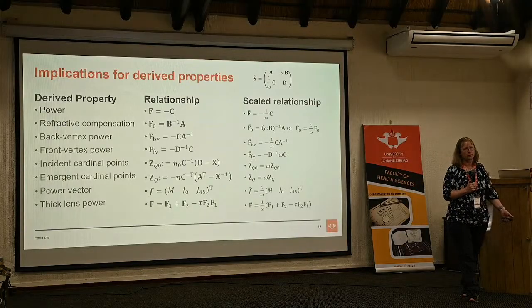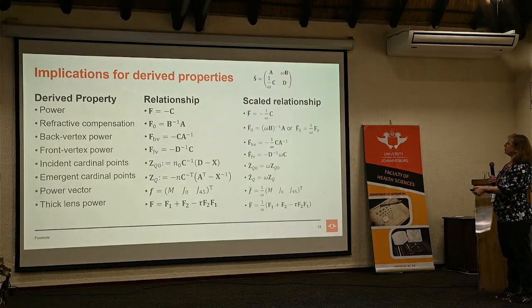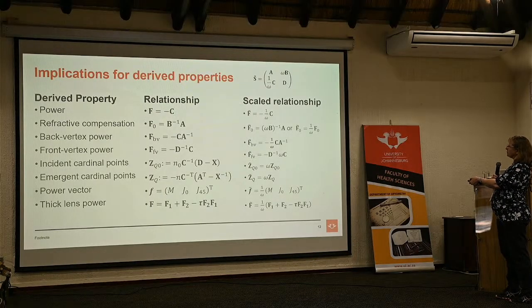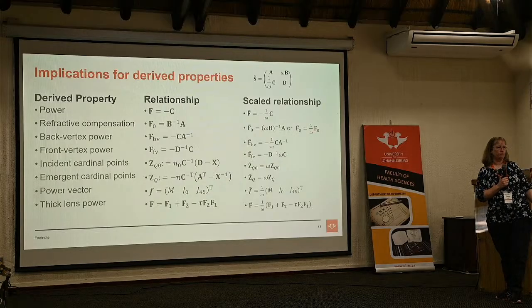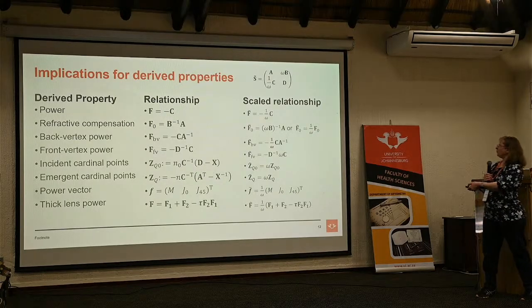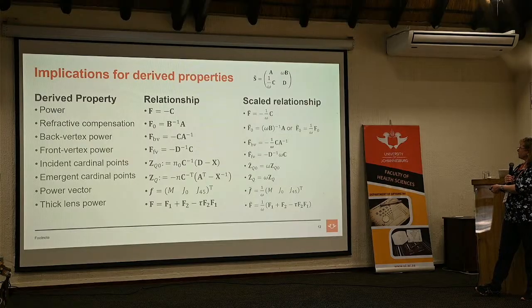Let's have a look at the derived properties. And here is a summary. So power, this is the relationship. And when we get the scaled power, it's very simply 1 over omega times C. The refractive compensation, we know that A doesn't get scaled, only B. And so we get omega times B inverse times A, or 1 over omega times the original refractive error. We continue with back vertex power. There we can see what's happening with C. Front vertex power will look like that.